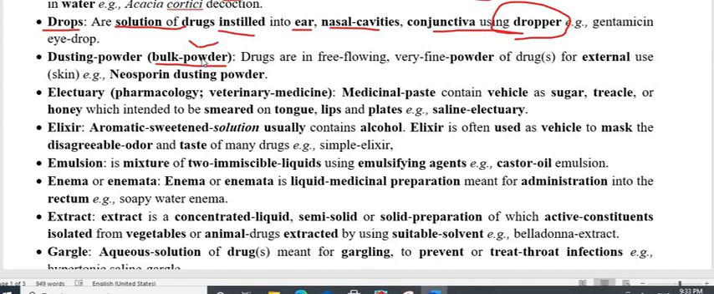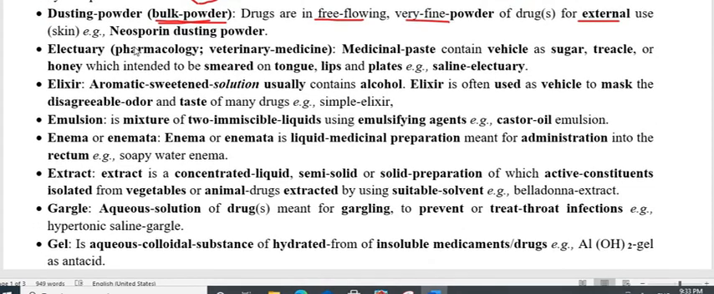So dusting powders are an example coming under the bulk powder. That means bulk powder may be used for oral or external use, but this is free flowing, very fine, and may or may not be for external use. And this is not a single dose, this is multiple dose. The best example of the dusting powder is Neosporin dusting powder that we use to cure infection like wounds.